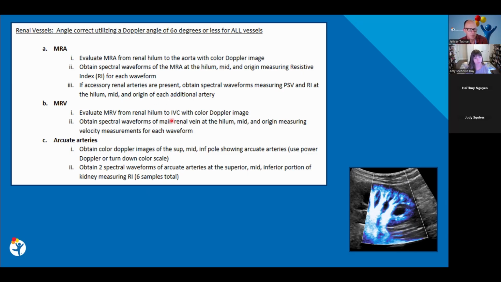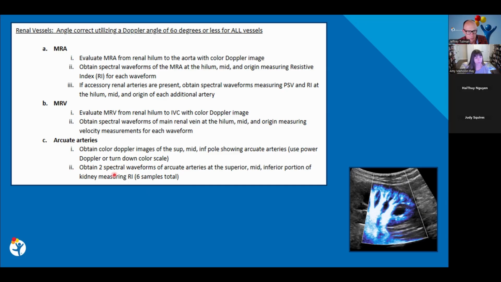Similarly with the main renal vein, so we're going to look at the entire length of that, from hilum to the IVC, again, getting spectral waveforms along the entire length of it. Then the arcuate arteries, so this is something we've kind of changed our approach to over time. So we get samples from each of the different portions, so superior, mid, and inferior pole of the kidney. We changed this recently to get 2 different spectral waveforms, so we get 6 total. So as I mentioned before, you have all these small branches that occur peripherally into the distal portion of the kidney. So if you're kind of indirectly picking up a more proximal stenosis, I think giving you more samples is going to give you a better chance at picking up stenosis in one of those smaller vessels.